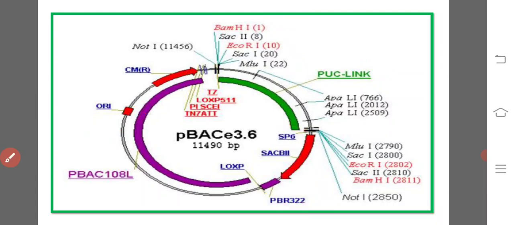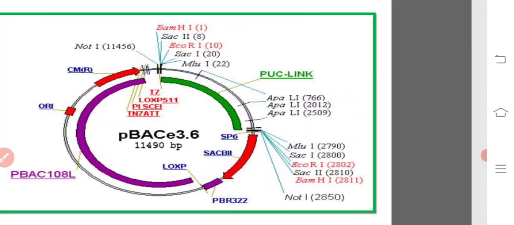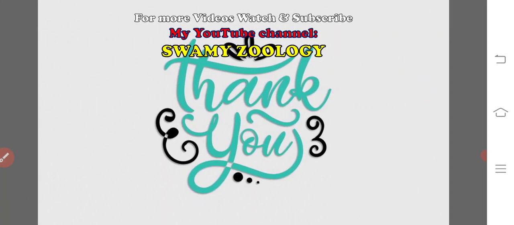So these all are the plasmids, bacteriophages, cosmids, yeast artificial chromosome, and the bacterial artificial chromosome. These all are extensively used as the cloning vectors to clone the genes.